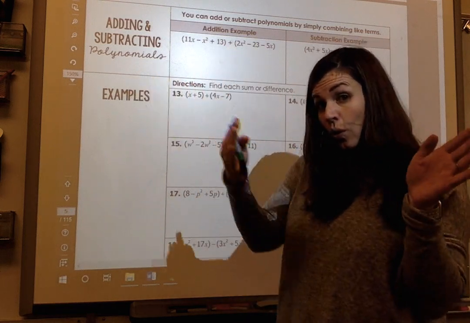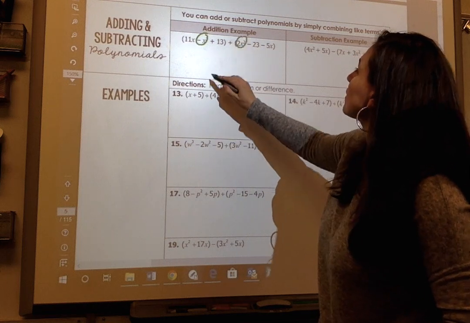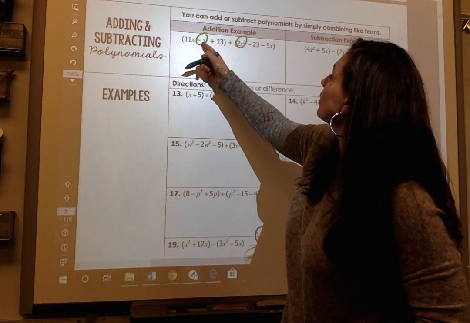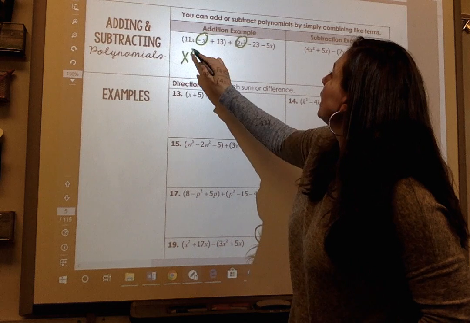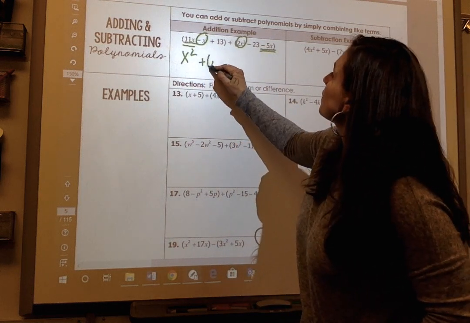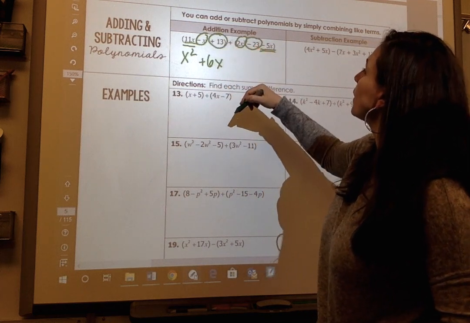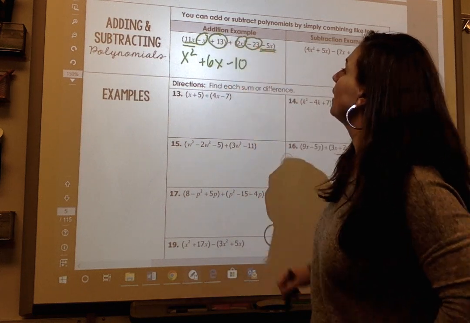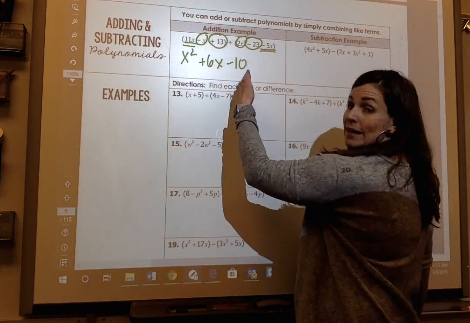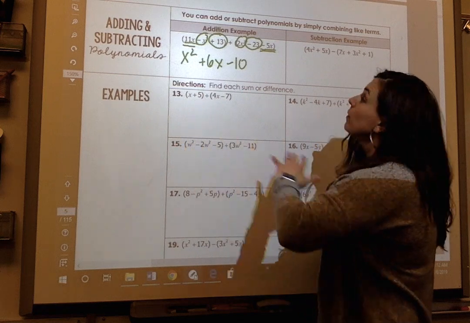I'm going to go in order, starting with my greatest degree. I have a negative x squared and a 2x squared. A 2 and a minus 1 would be x squared. Here I have an 11x and a negative 5x, so I have positive 6x, and then my constant terms are positive 13 and a negative 23, making it minus 10. So greatest degree down, and if I had to name this, it would be a quadratic trinomial, right?